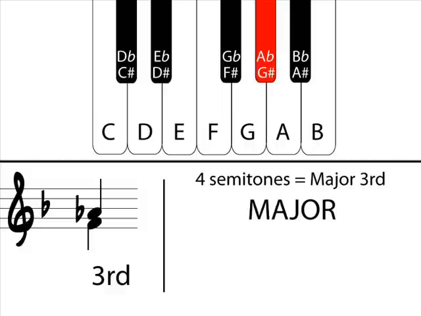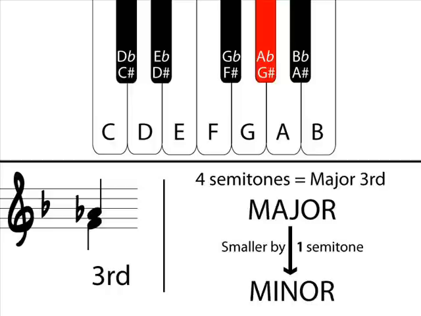If a major interval has been made smaller by 1 semitone, it is now called a minor interval. The major interval has 4 semitones. Our interval, a third, has 3 semitones. Therefore, this is a minor third.